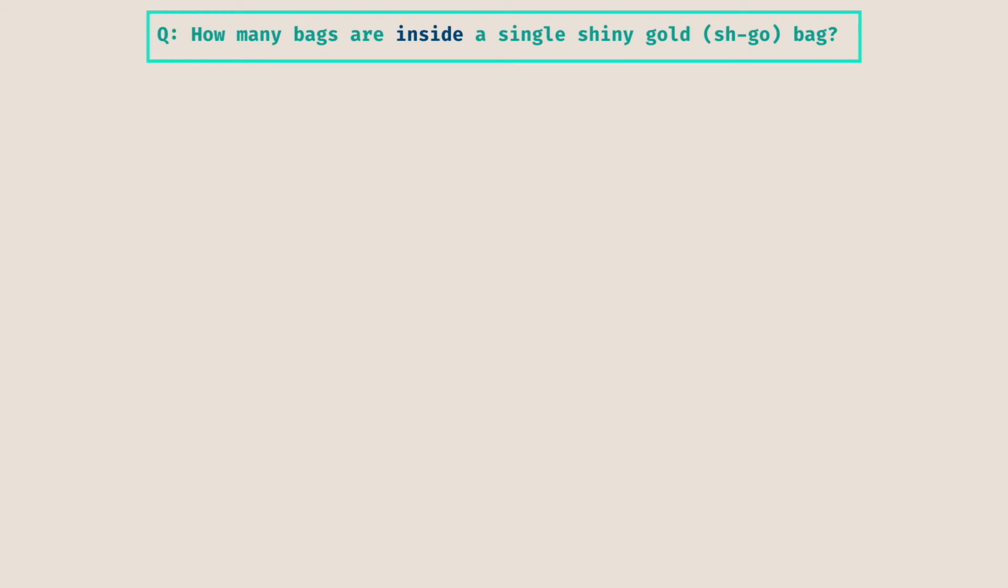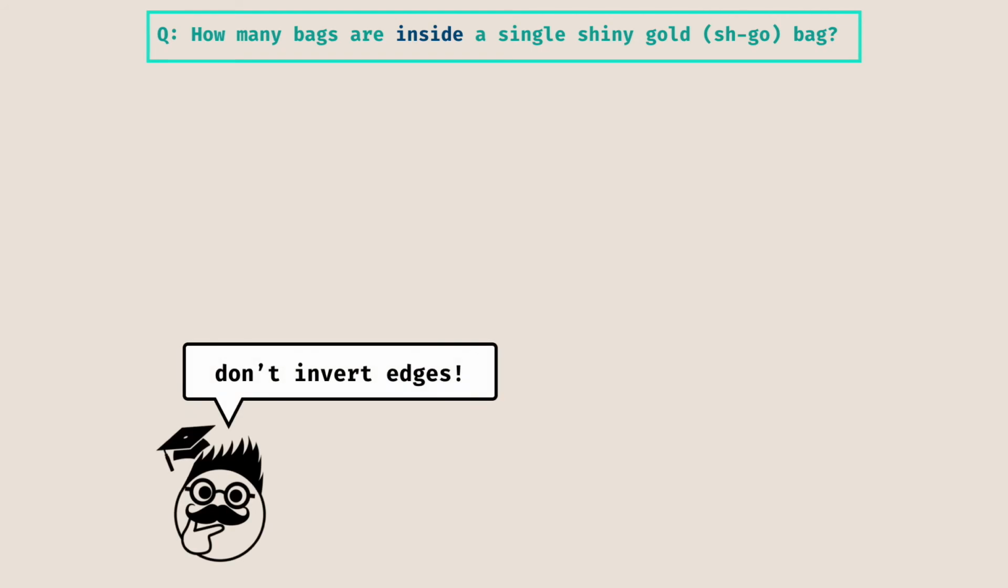So we kind of just want the opposite relation. In other words, when we generate the graph to answer a question like this, we should not invert the edges. Remember that in part 1, we actually chose to invert the relation. Now we're not going to do that.